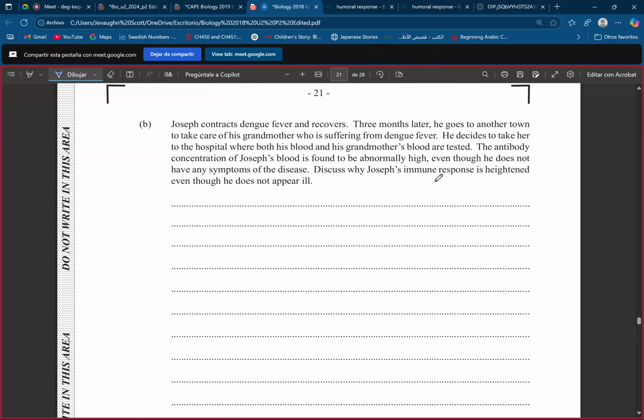All right. The next part now. Joseph contracts dengue fever and recovers. 3 months later, he goes to another town to take care of his grandmother who is suffering from dengue fever. He decides to take her to the hospital where both his blood and his grandmother's blood are tested. The antibody concentration in Joseph's blood is found to be abnormally high, even though he does not have any symptoms of the disease. Discuss why Joseph's immune response is heightened even though he does not appear ill. What is this speaking about?